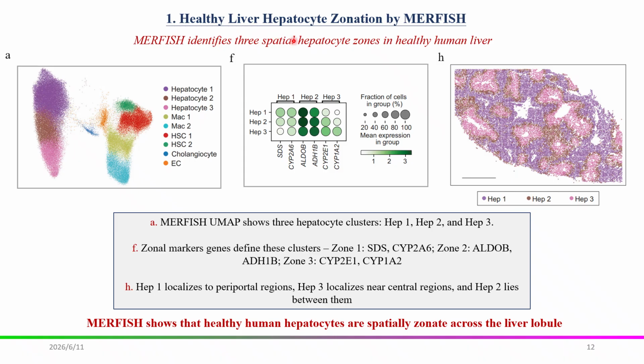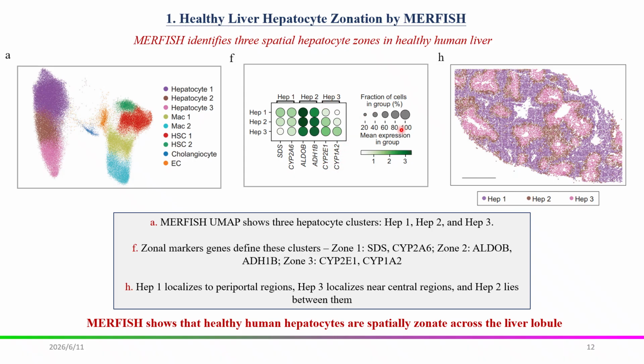So this slide shows the first major result, healthy liver hepatocyte zonation by MERFISH. In panel A, the UMAP from MERFISH data shows different liver cell clusters. The important point is that hepatocytes are separated into three groups: hepatocyte 1, hepatocyte 2, and hepatocyte 3. In panel F, these three groups are confirmed using marker genes. Hep1 expresses zone 1 markers such as SDS, CYP2A6. Hep2 shows intermediate zone markers such as ALDOB and ADH1B. Hep3 expresses zone 3 markers such as CYP2E1 and CYP1A2.